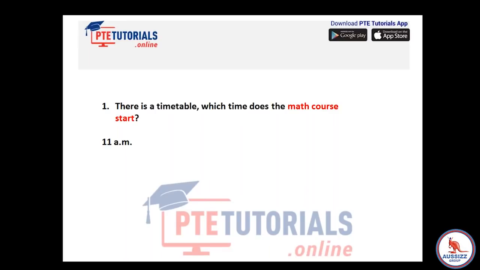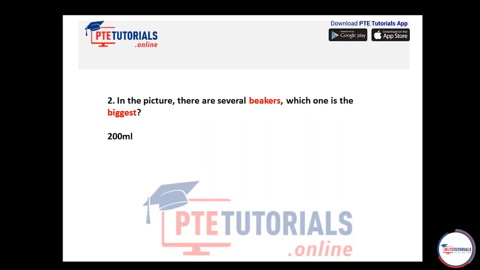So, the moment you see one table, make a keyword: math course start. Answer is 11 a.m. Kindly jot down on your copies. Next question. In the picture, there are several beakers. The moment you see several beakers, which one is the biggest? Answer is 200 ml.